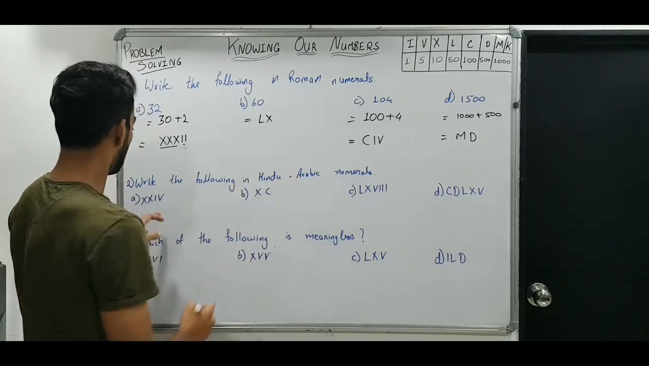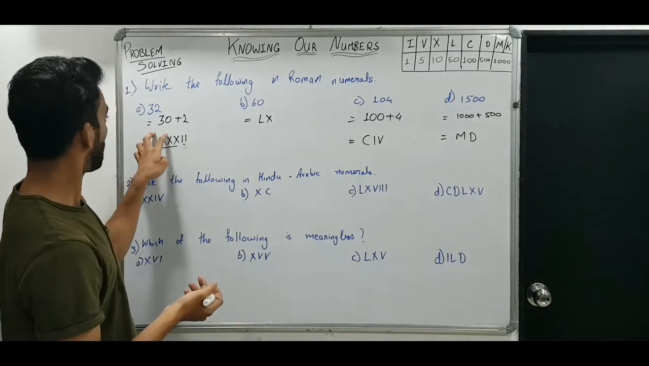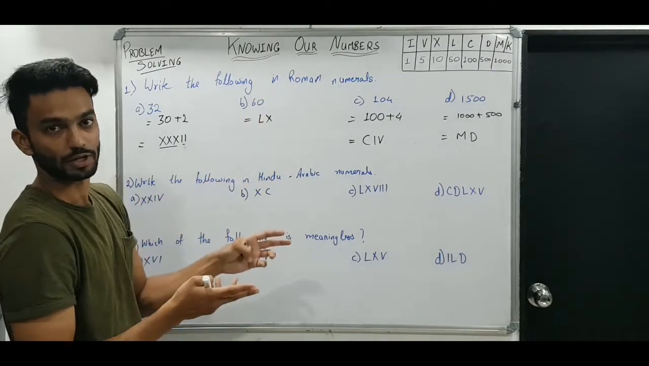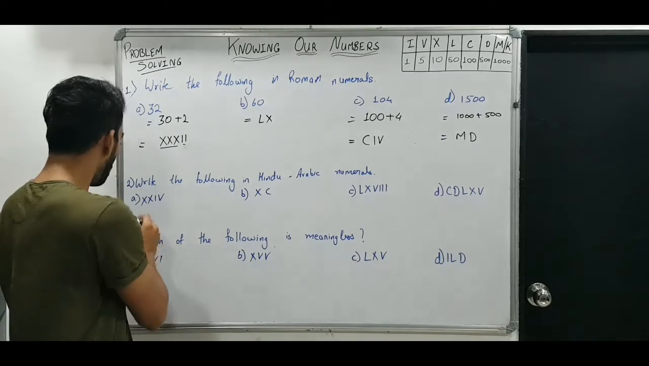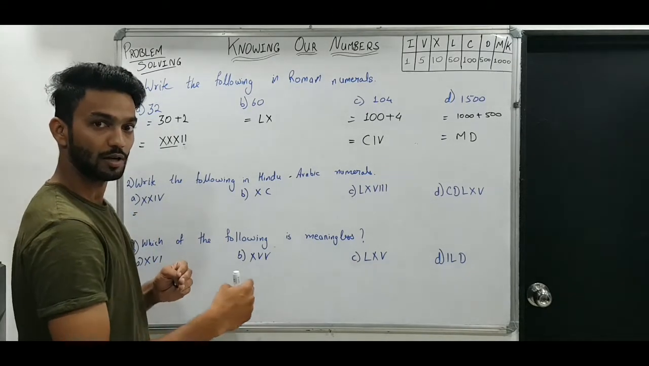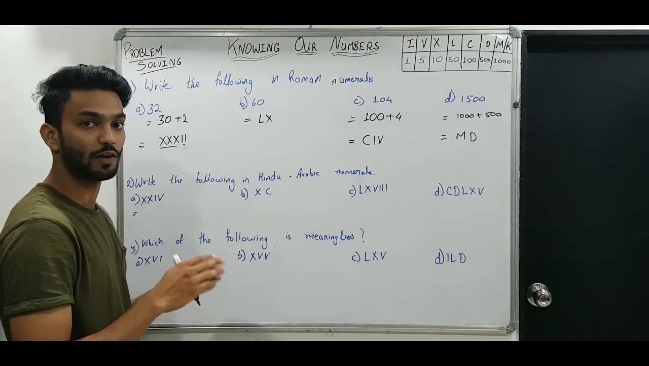Next question we have, write the following in Hindu-Arabic numerals. Here Roman numerals are given, we have to convert in Hindu-Arabic. यहाँ हमने देखा था that we write in expanded form, then see addition or subtraction combination. यहाँ पे दूसरे जो rules देखे थे वो use करेंगे. 4th, 5th rule देखा था that if the symbols are similar or decreasing we have to add, and if it is increasing we have to subtract.